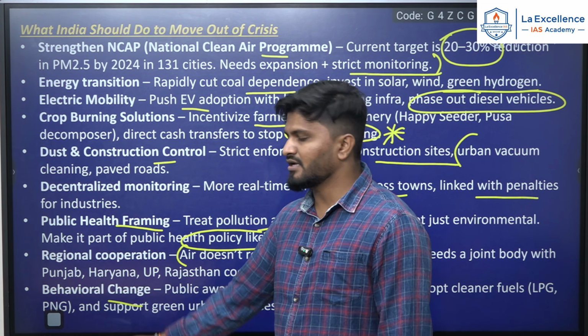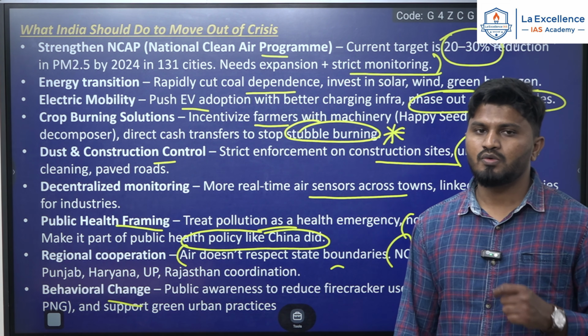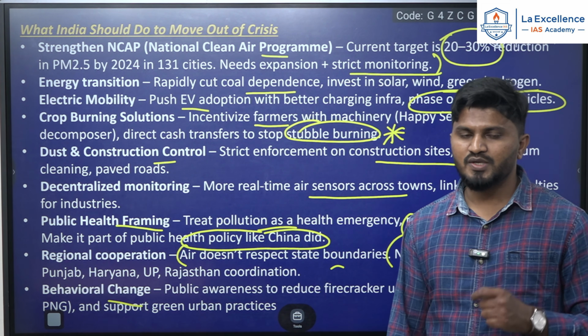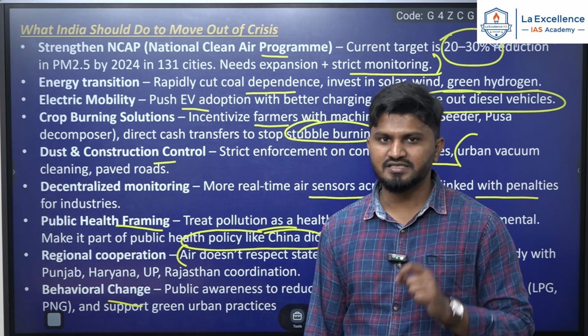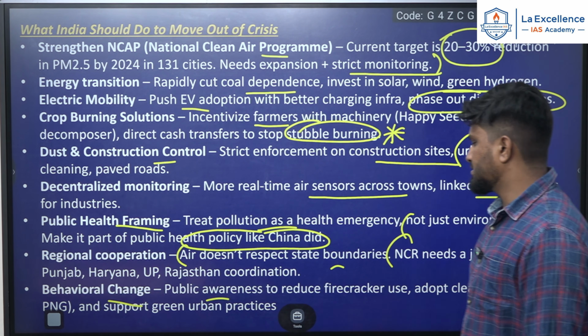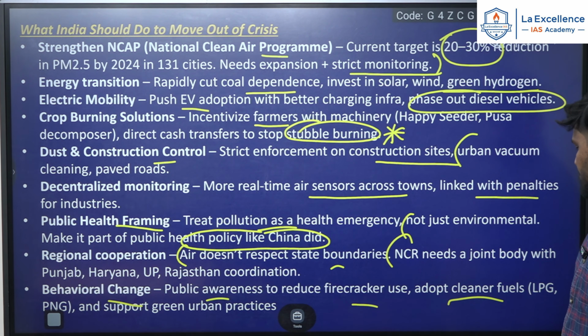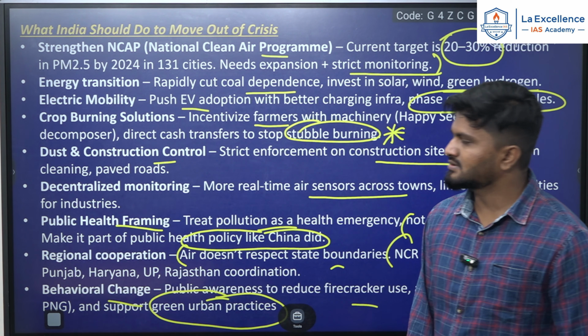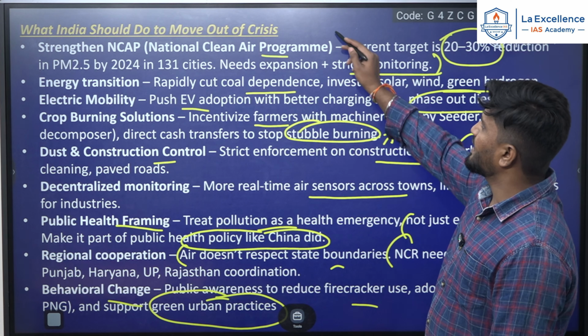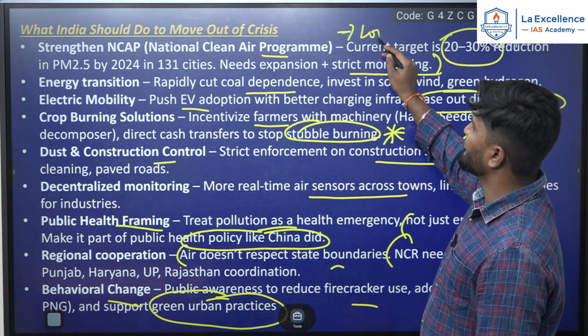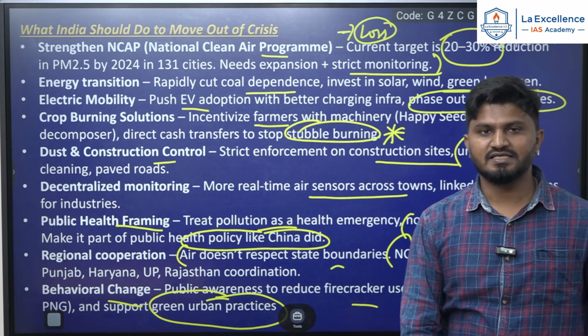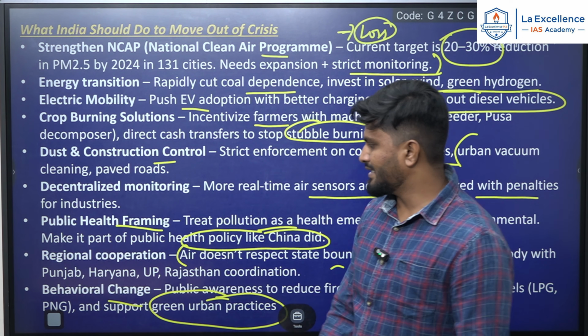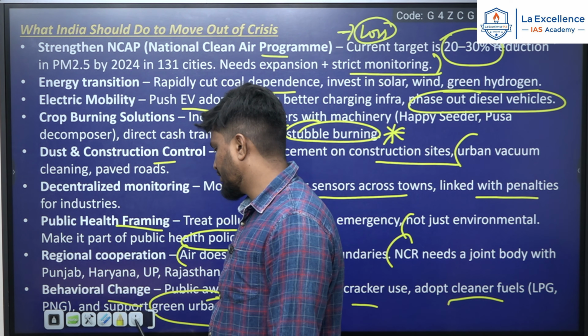Next, we need to bring behavioral change. Whatever the government, the regulatory bodies or the bureaucracy does, it doesn't matter in the end if the behavioral change doesn't come from the citizenry. So, public awareness to reduce firecracker use, adopt cleaner fuels such as LPG and PNG, and support green urban practices. All these things are required so that India can reduce the loss of life expectancy and give back the life expectancy to Indian citizens. So these are the topics which I wanted to discuss today.